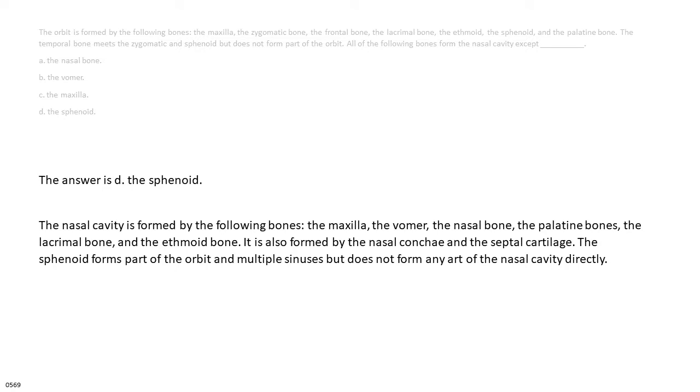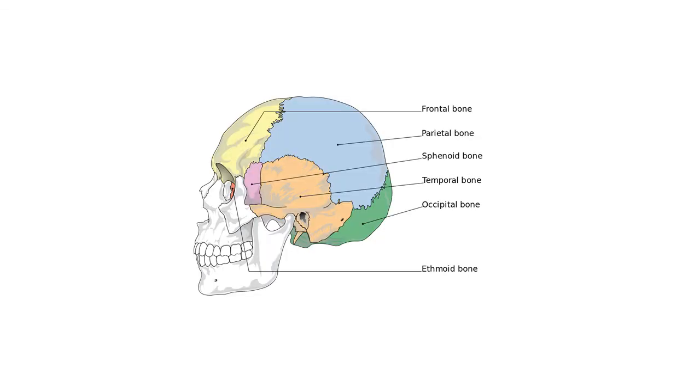The nasal cavity is formed by the following bones: the maxilla, the vomer, the nasal bone, the palatine bones, the lacrimal bone, and the ethmoid bone. It is also formed by the nasal conchae and the septal cartilage. The sphenoid forms part of the orbit and multiple sinuses but does not form any part of the nasal cavity directly.